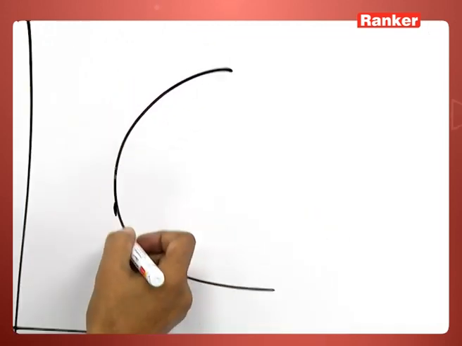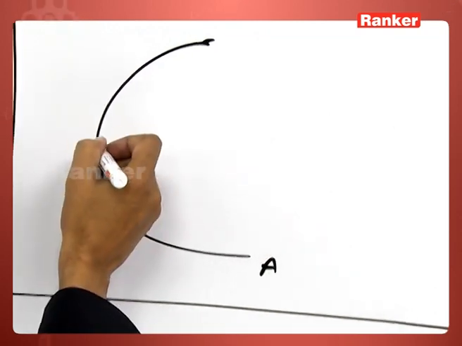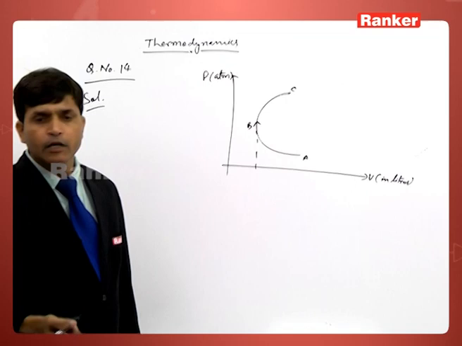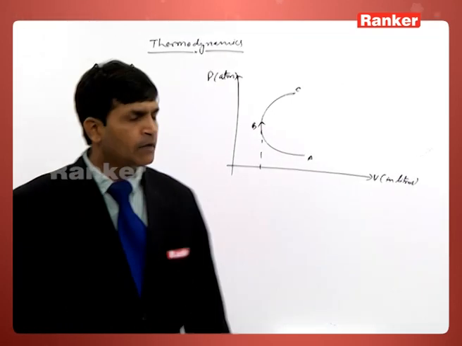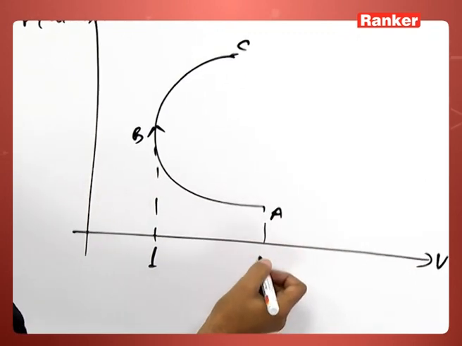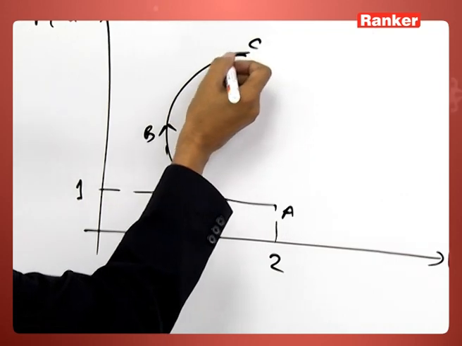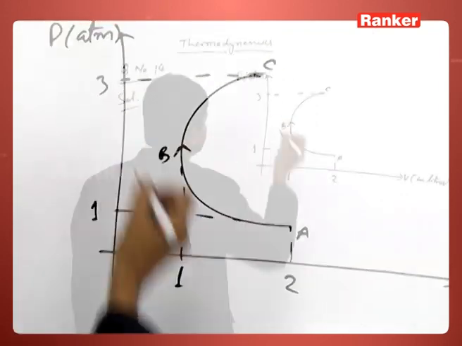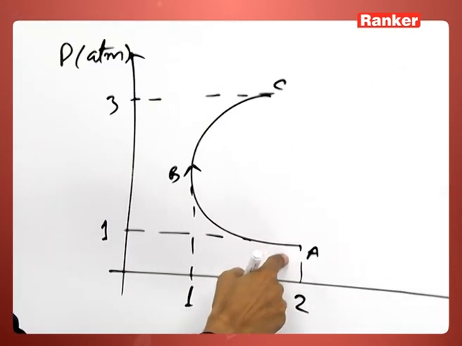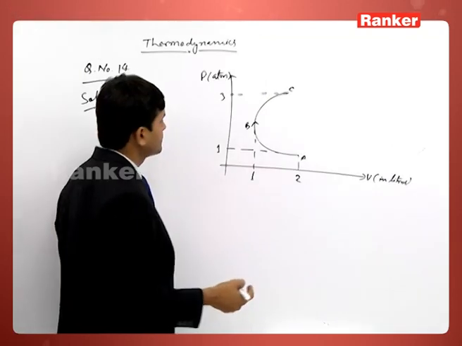It is given here A, B and C, and volume is given as 1 and 2, while atmospheric pressure is 1 and 3. This is your 1, this is your 2, and this is given here as your 3. The first thing is that here the volume decreases first, then the volume increases.